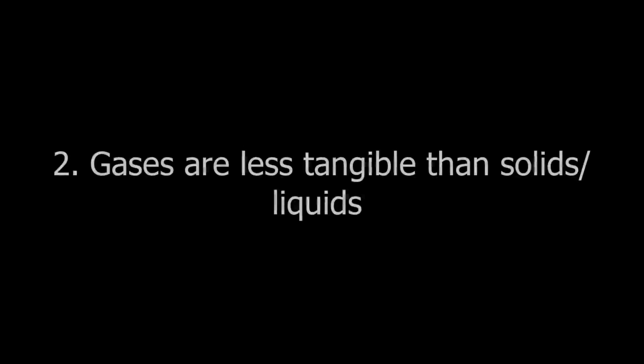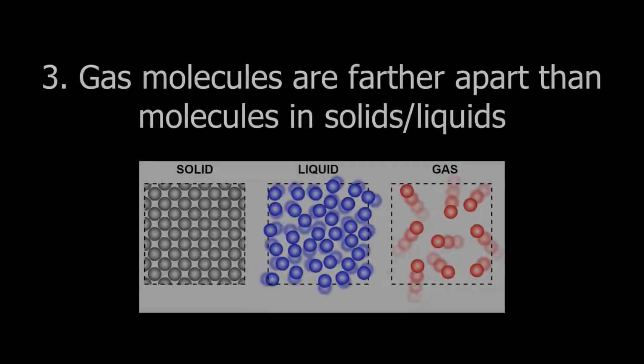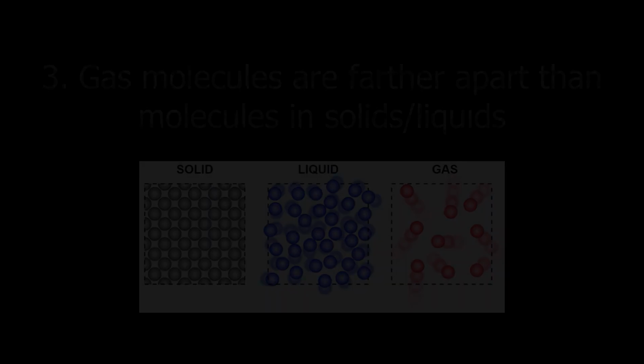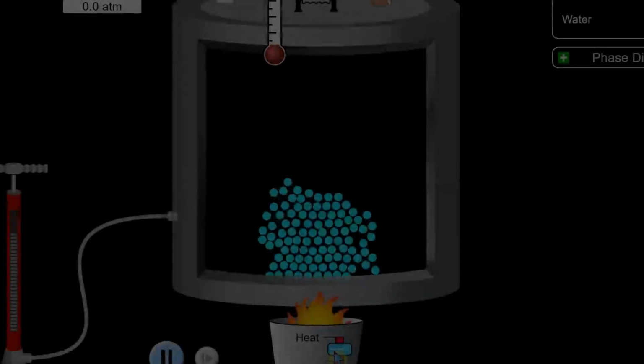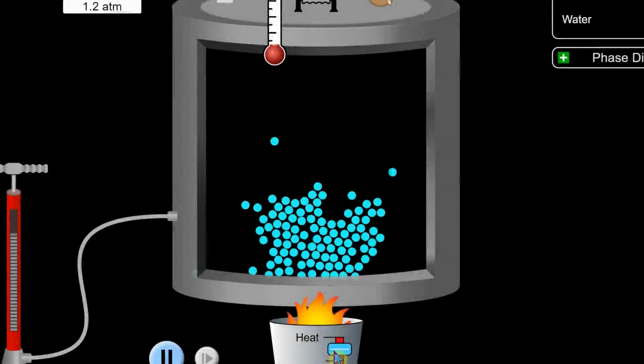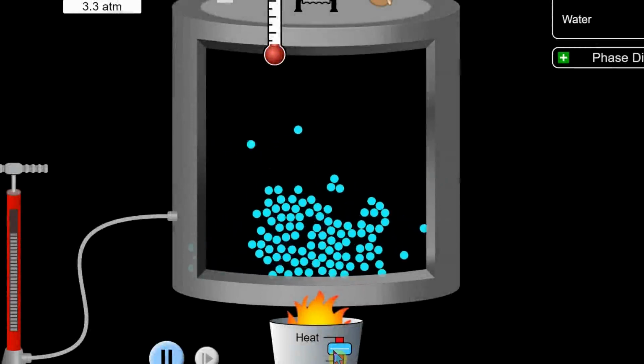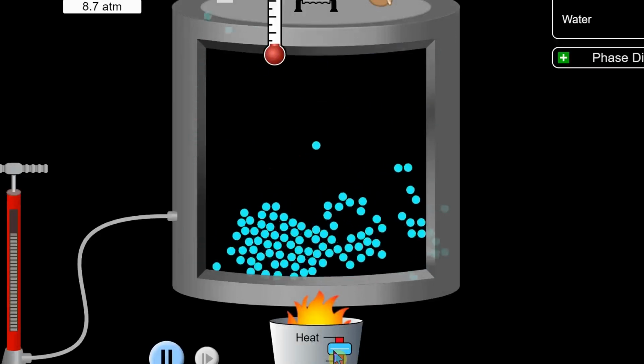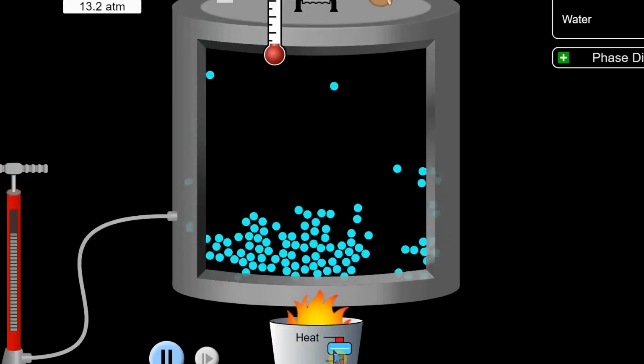Number 2, they're less tangible. I could carry liquids and solids in my hands, but gases are a little harder to hold, even if they exist all around us. And lastly, gas molecules are a lot farther apart from each other than liquids or solids. When molecules are the closest together, they tend to be solid. As you heat them up and the molecules start to jiggle more freely, they become liquid. And finally, when they're completely detached from each other and move freely in all directions, they are gas molecules.